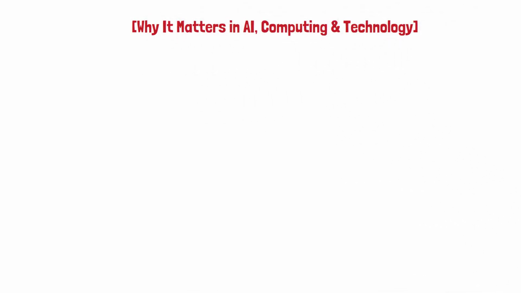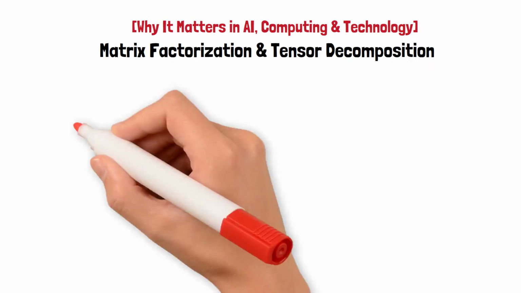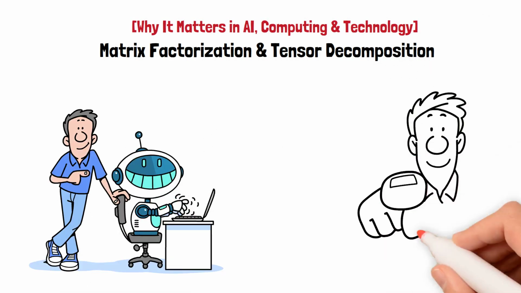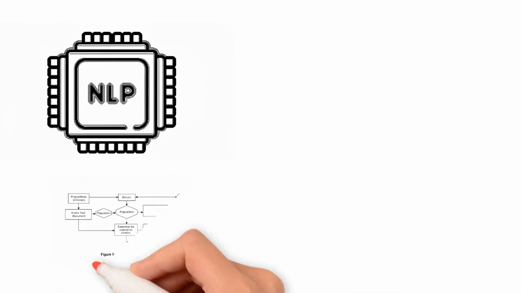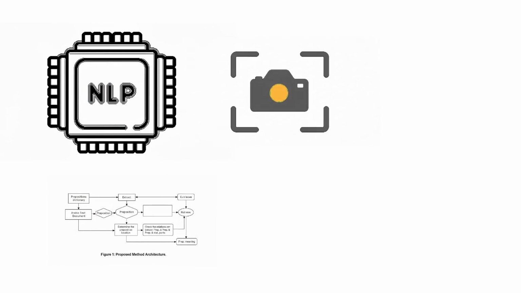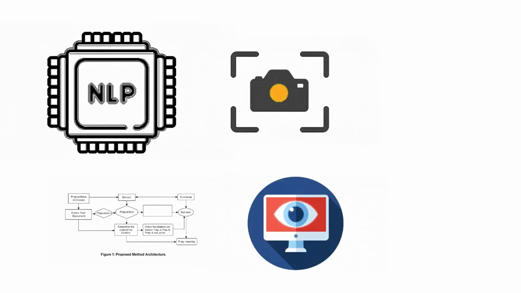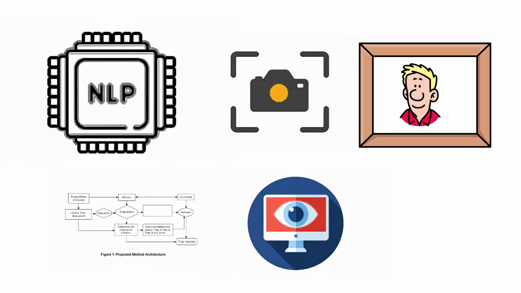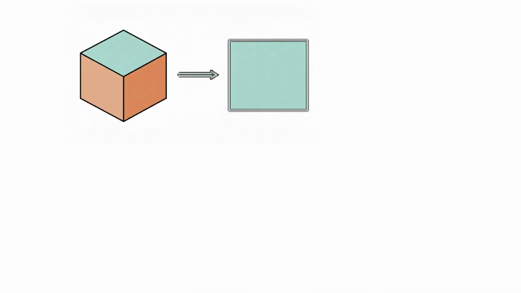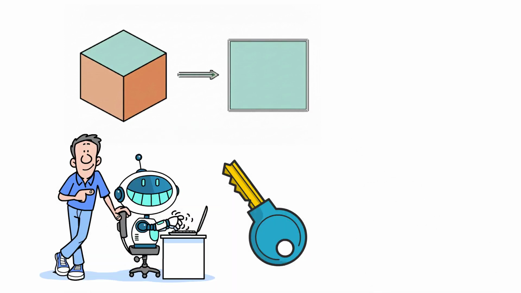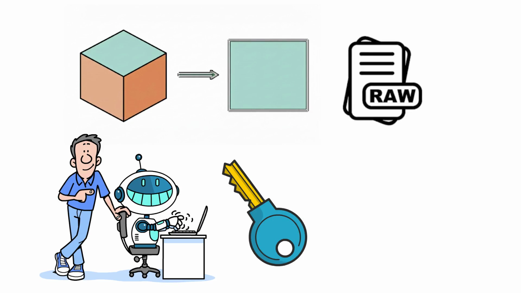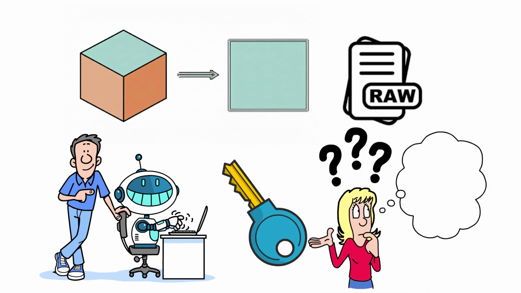Why it matters in AI, computing, and technology. Matrix factorization and tensor decomposition are everywhere in modern AI. In recommender systems, they predict what you'll like next, powering Netflix, Spotify, and Amazon. In natural language processing, they extract semantic meaning from text and help models capture context. In computer vision, tensor methods are used to process multidimensional image and video data. In dimensionality reduction, they simplify complex datasets into key components, making training AI models more efficient. These tools transform raw data into structured knowledge, turning overwhelming complexity into actionable insight.